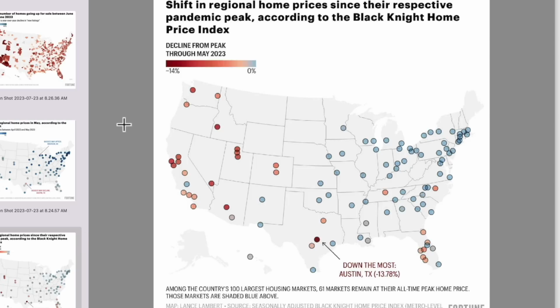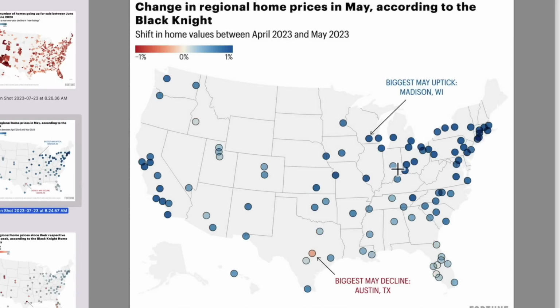Next one here, shift in regional home price since their respective pandemic peak. The more red it is, the deeper the drop from the peak. And if it's blue, it is no change from its peak. Look at all the blue. You have some places that are red, but for the most part, look at this big area in here. Down the most, Austin, Texas, 13.78%, which helps us explain this one. April to May, biggest decline is still Austin, Texas there.